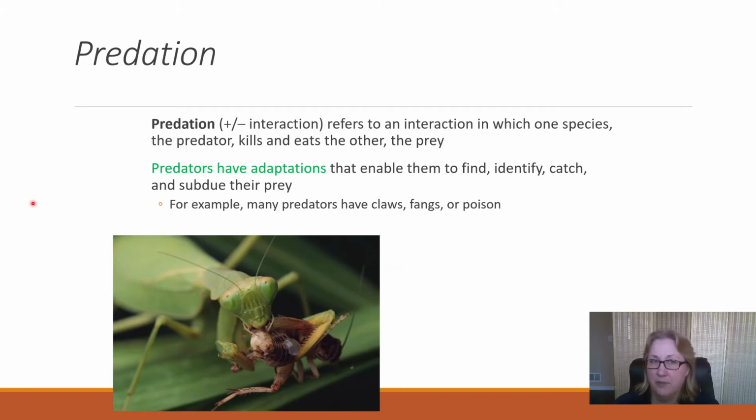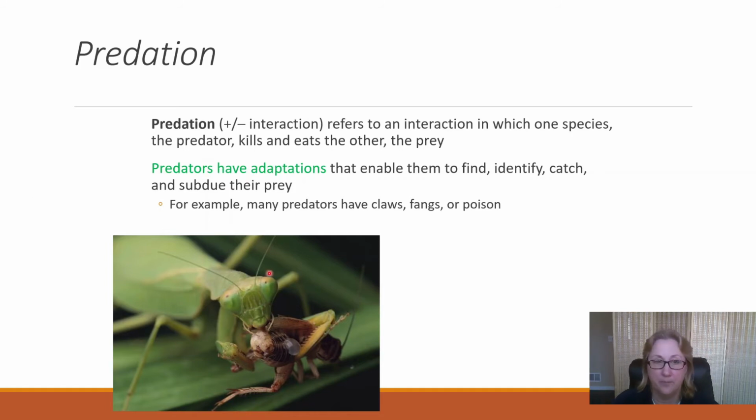Predation is another type of interaction. Predation benefits the predator, but not the prey, obviously. And herbivory, animals eating plants, is another type of predation. Predators and prey have adaptations to help them avoid being eaten or find their prey if they're the predator.